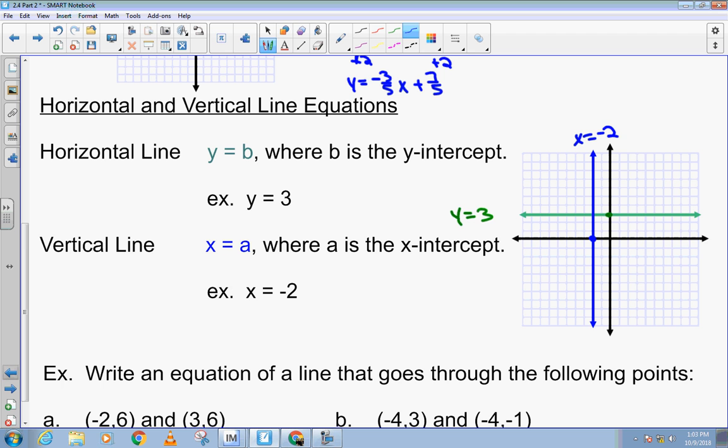So what would y equals negative 4 look like? A horizontal line through negative 4. 1, 2, 3, 4. And it would be a horizontal line like that. Alright.